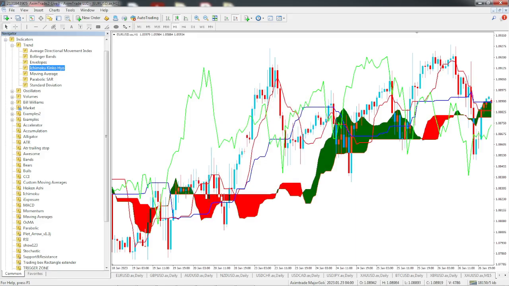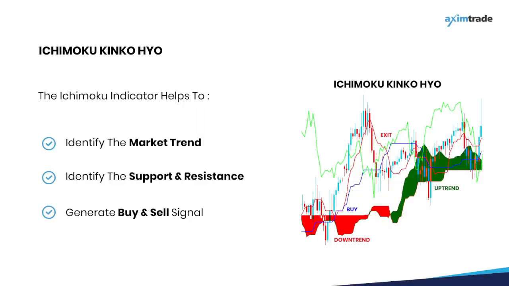Now let's look at how to use the Ichimoku Kinko Hyo indicator in trading. There are a number of ways in which the Ichimoku indicator can be used. These include determining the trend of a market, identifying support and resistance levels, and as a signal to initiate a buy or sell order. Let's look at how the Ichimoku indicator can be used as a complete trading system.